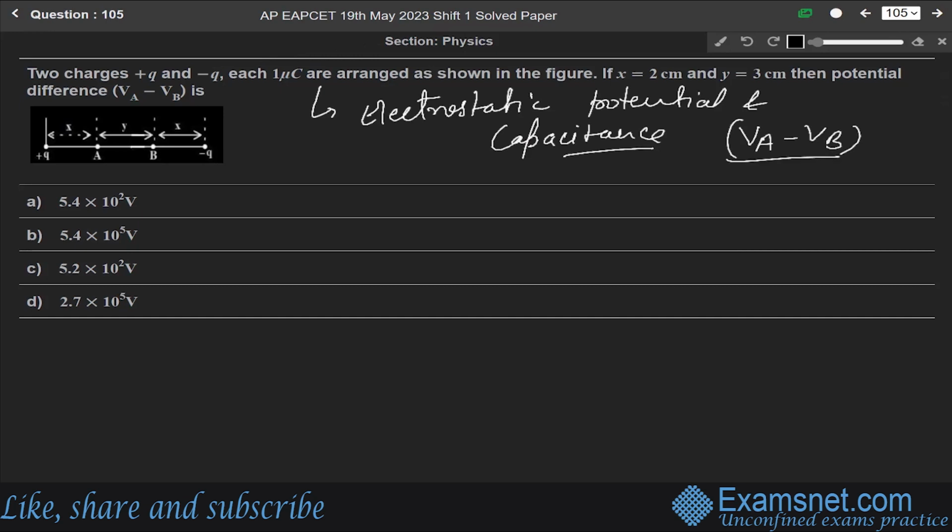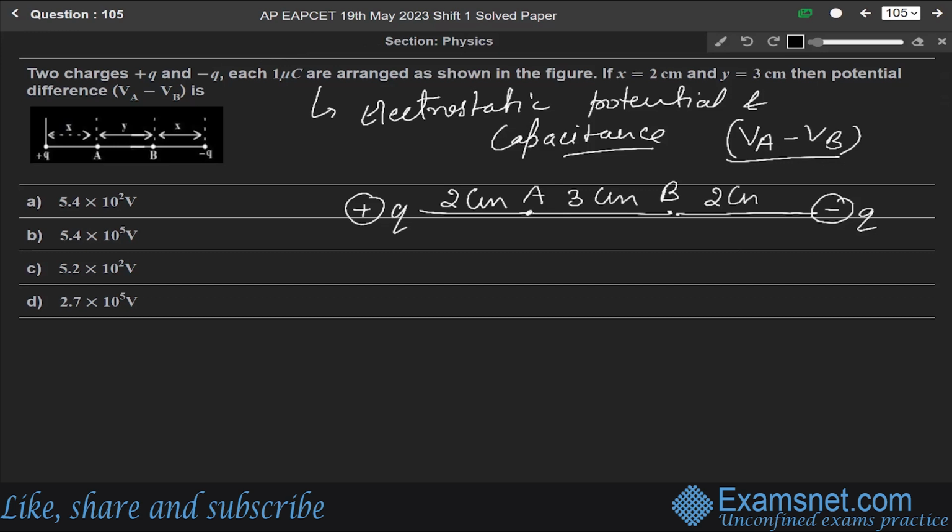The system of charges given in the question will be like this. This is the plus Q charge, this is point A, this is point B, and this is the minus Q charge. According to the question, this is 2 centimeter, this is 3 centimeter, and this is again 2 centimeter, and we have to find the potential difference between point A and point B.